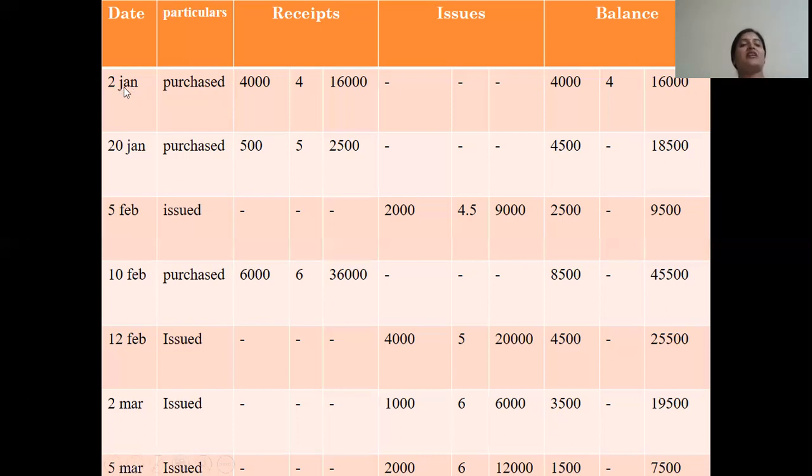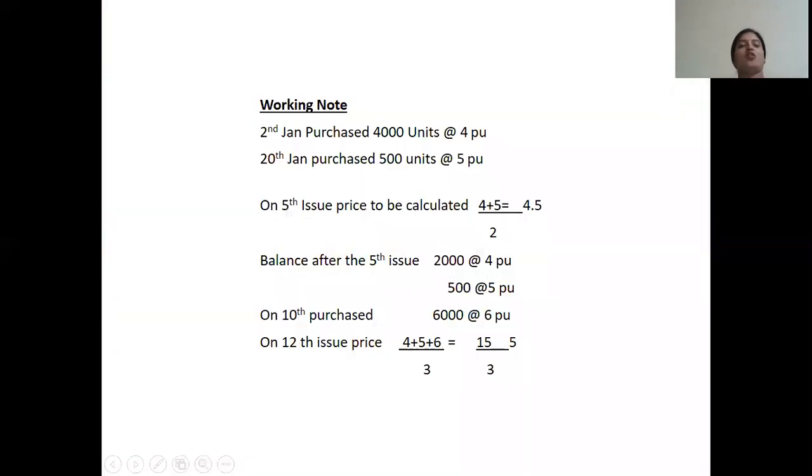As on January 2nd, purchased 4,000 units at the rate of rupees 4 amounted to 16,000. As usual, take the balance, that is 4,000 at the rate of rupees 4, 16,000. I will show you the balance working note. See, on January 2nd, purchased 4,000 units at 4 per unit.